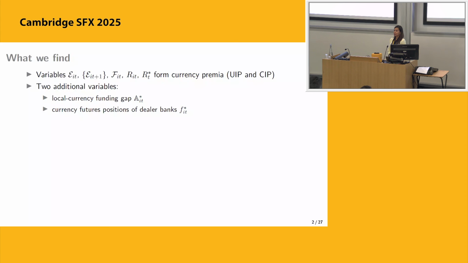And two additional variables will help us organize the data and connect it with the model. So in the cross-section, we will show that a measure which measures the relative scarcity of local currency funding, which we call A, will explain very well the cross-sectional distribution of interest rates, CIP and UIP deviations. In contrast, in the time series, we will have a variable which is the futures position of dealer banks in the CME, which will show very strong correlation with this premia and the exchange rate.